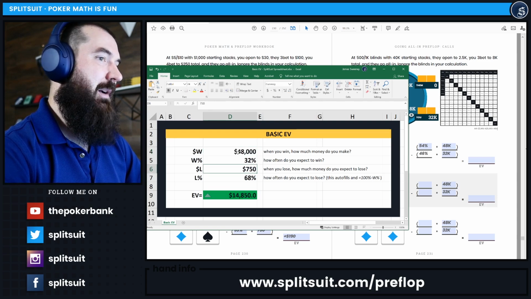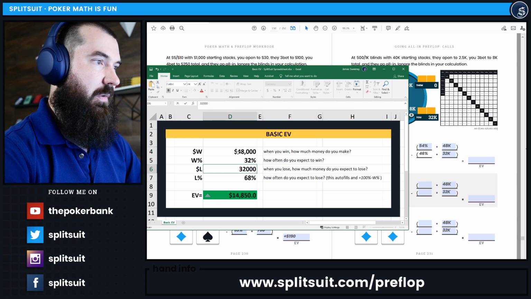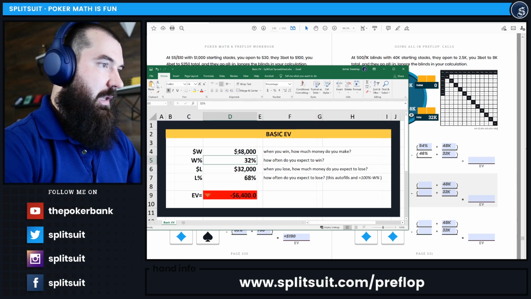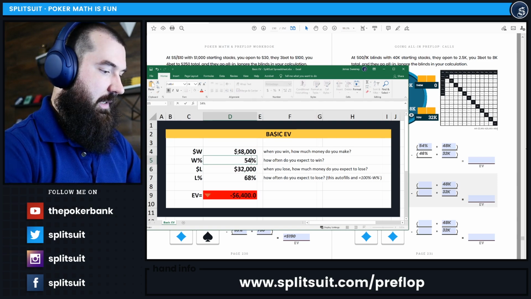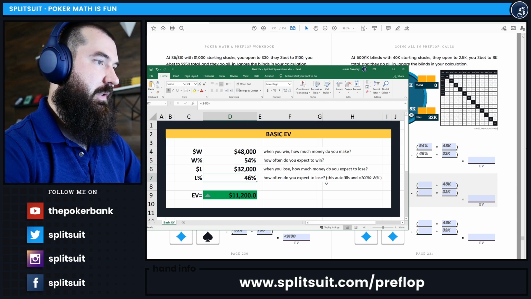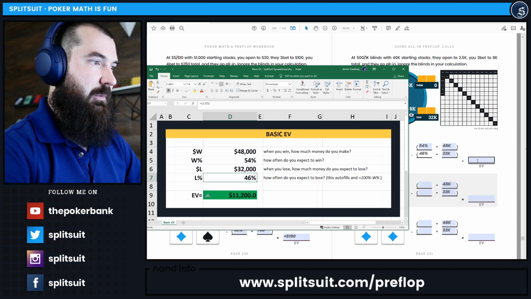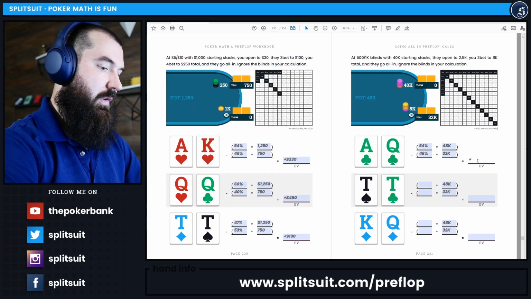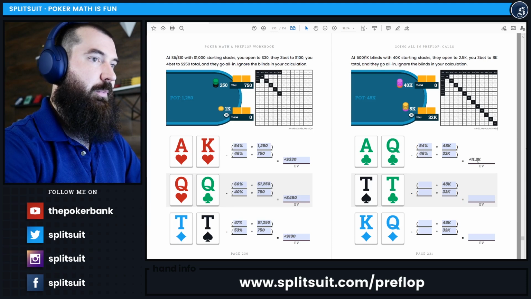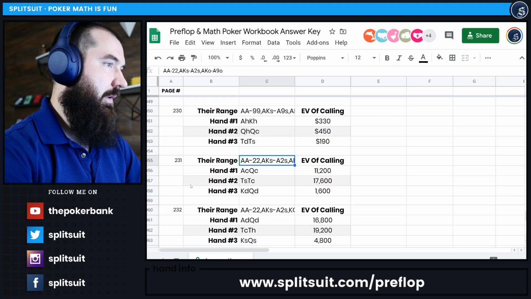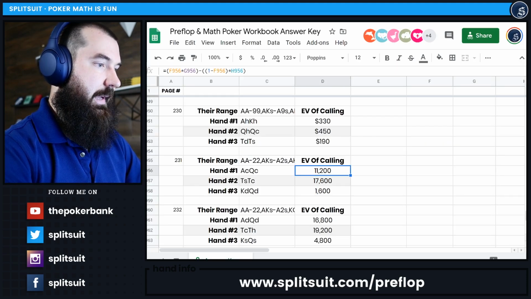48 on the up and 32 on the down. And the win is 54%. And again, that percentage automatically corrects and calculates. And we see that that is plus EV to the tune of 11.2. Perfect. And double check the answer key, 11.2, excellent. So everything's good there, we calculated that out.